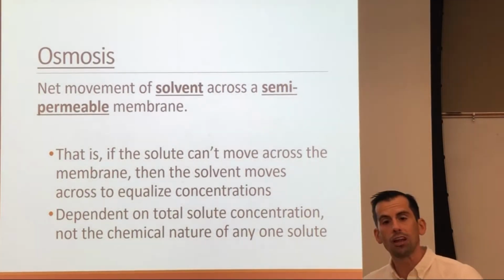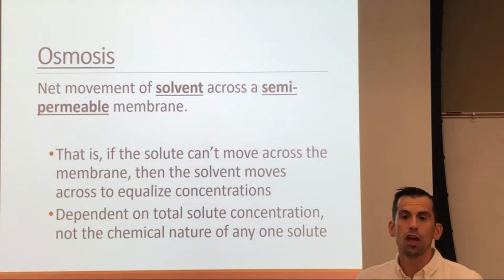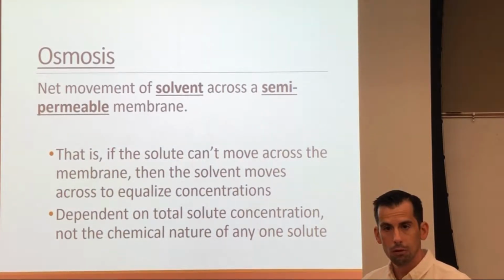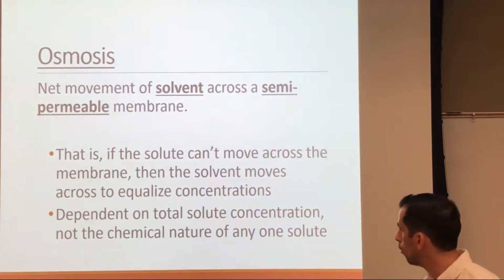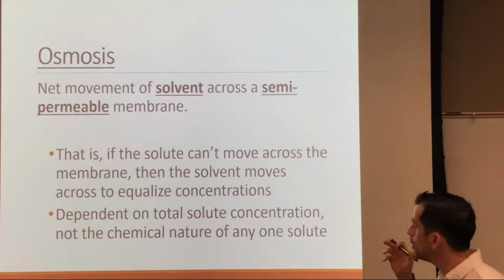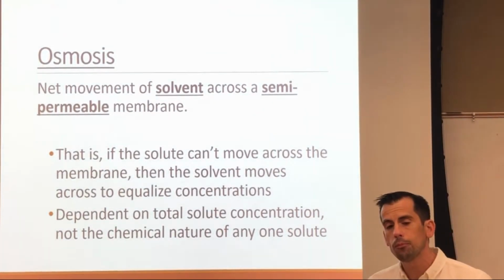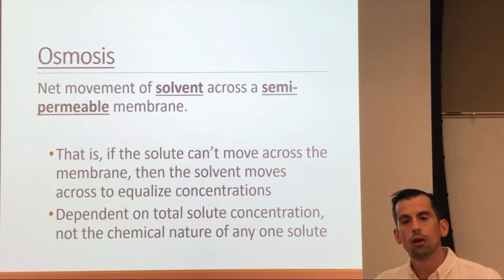If we get solutes that cannot cross, then we will start to see the solvent cross the membrane in order to dilute that particular solute. So in other words, if we can't move the solute across the membrane, we move the solvent across the membrane to accommodate for it.